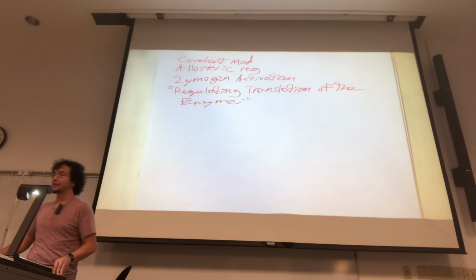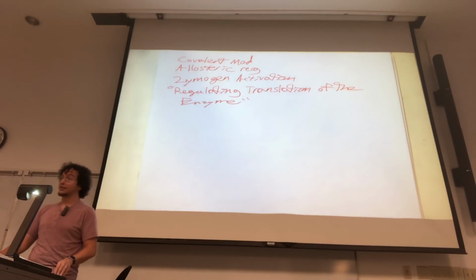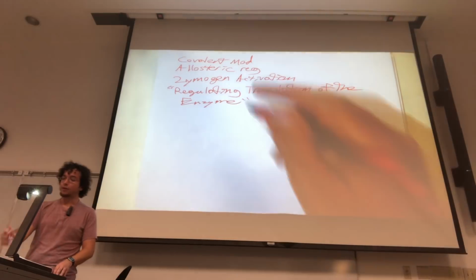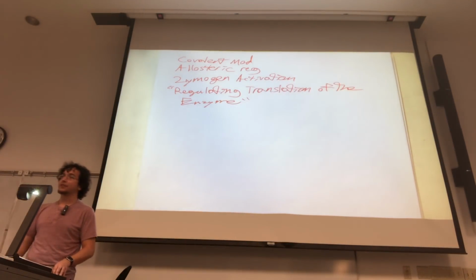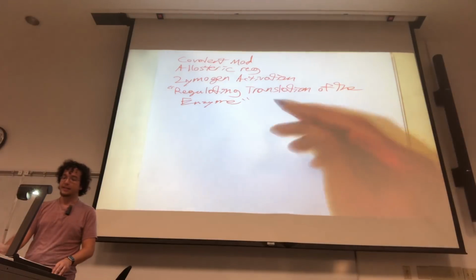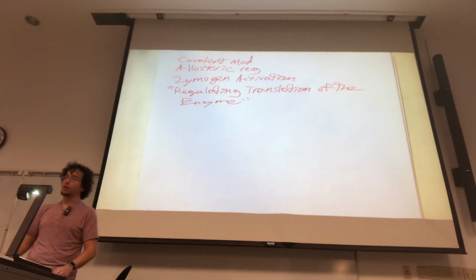Of these listed things here, which one do you think is the slowest? Covalent modification is as soon as you attach a phosphate to it, you're done. Allosteric regulation is if the effector molecule is around, you're done. Zymogen activation is you cut off a part of it, it can go do whatever it needs to do.